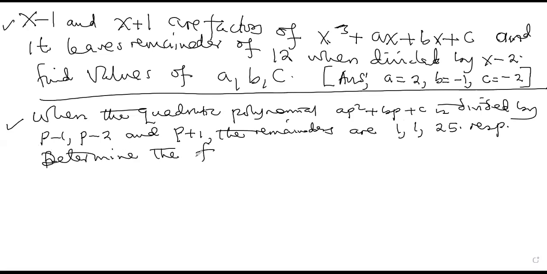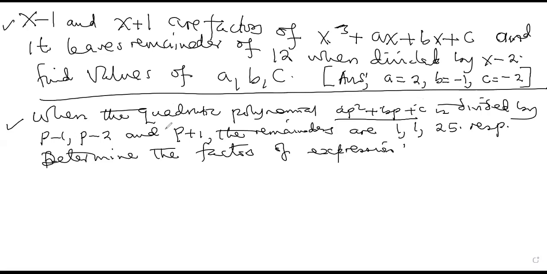Determine the factors of the expression. Being a quadratic polynomial, it means that after you get the values of A, B, and C, you can factorize it normally using the factorization method, and you get the factors. Meaning, if it is a quadratic polynomial, it has 2 factors. If it is a cubic polynomial, it must be having 3 factors. If it is a quadratic polynomial, it must be having 2 factors.